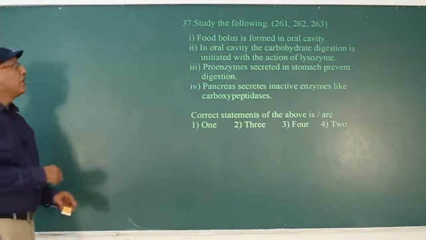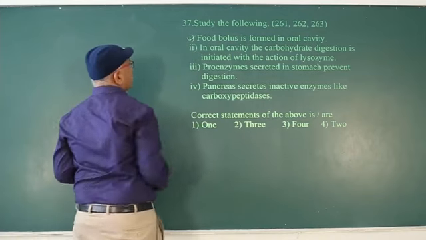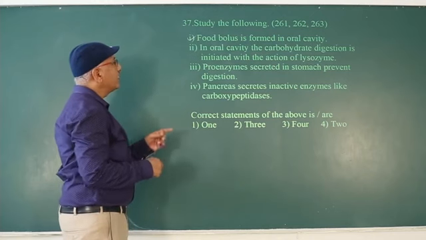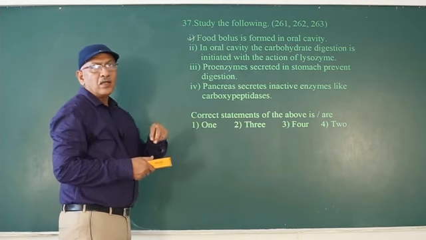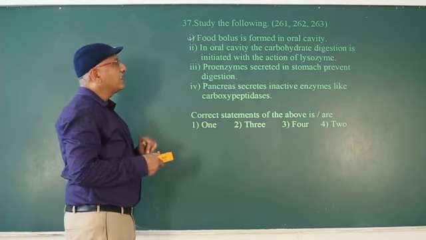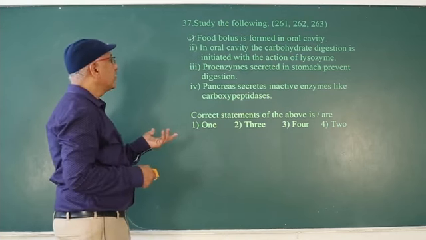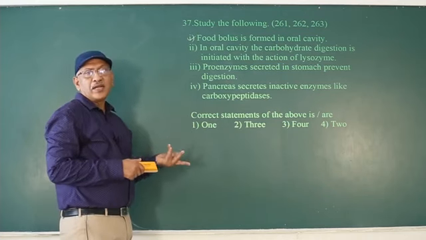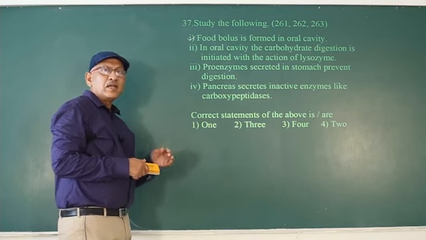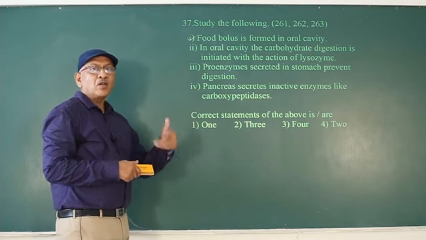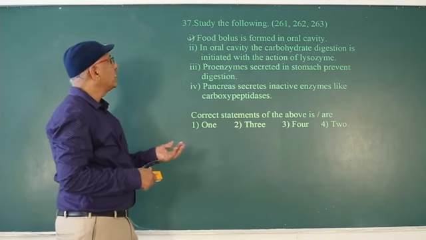Next question. Study the following. Food bolus is formed in the oral cavity. Correct. In the oral cavity, carbohydrate digestion is initiated with the action of lysozyme. Lysozymes destroy the bacterial cell wall, not digestion. Proenzymes secreted in the stomach prevent digestion. Proenzymes are never involved in digestion. Proenzyme means inactive enzyme. The cells always release proenzymes to prevent auto digestion. So proenzymes never involved in digestion. That's why it is wrong.